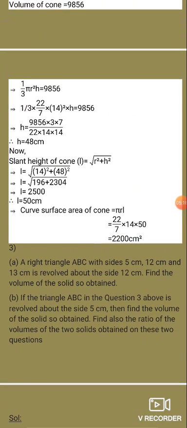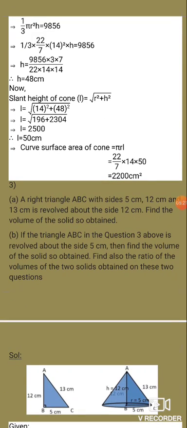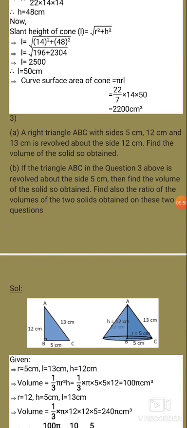In this question having two questions. A right triangle ABC with sides 5 cm, 12 cm and 13 cm is revolved about the side 12 cm. Find the volume of the solid so obtained. So when it is revolved about the side 12 cm, the figure is in this way, just like a cone. Now the cone height is 12, the radius becomes what? 5. So what is the equation of volume? 1 by 3 pi r square h. Just substitute 1 by 3 into pi into 5 into 5.